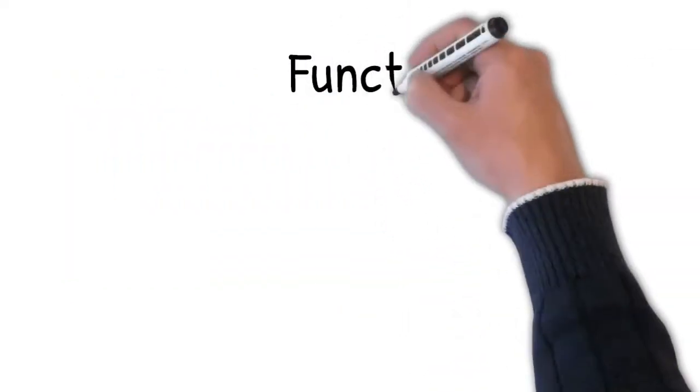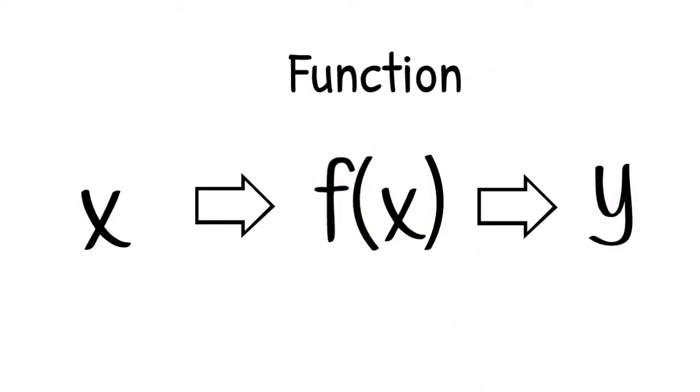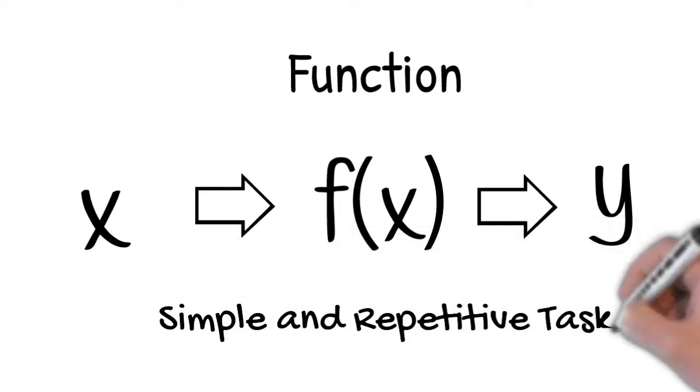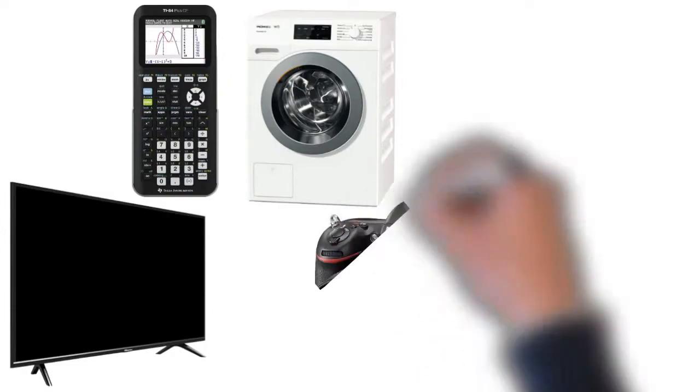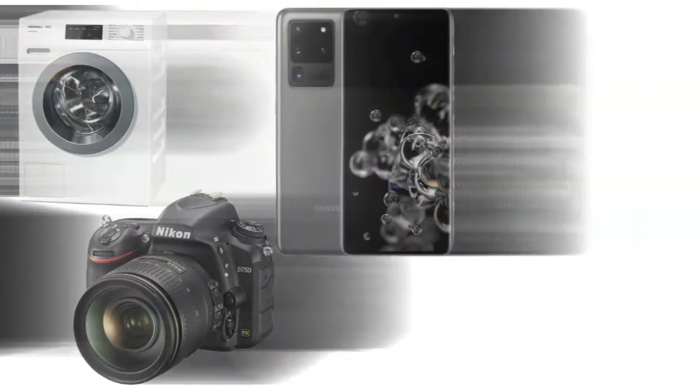Think of a microcontroller as more like a function. A function takes in an input, processes it, and spits out an output. So the controller is used for simple and repetitive tasks. We use microcontrollers in our daily lives, for example, calculators, washing machines, televisions, cameras, smartphones, etc.